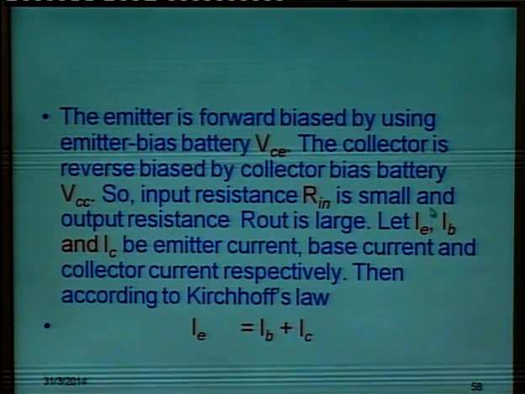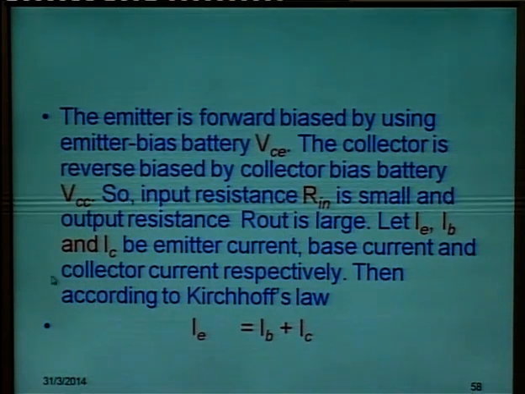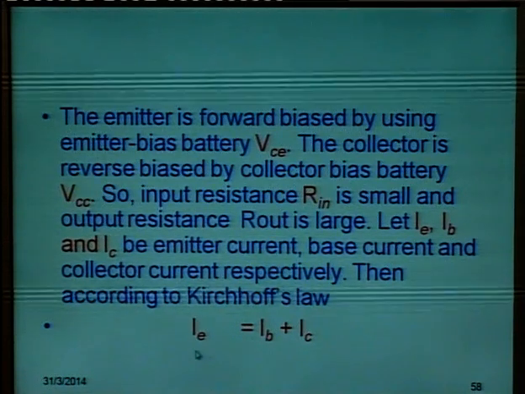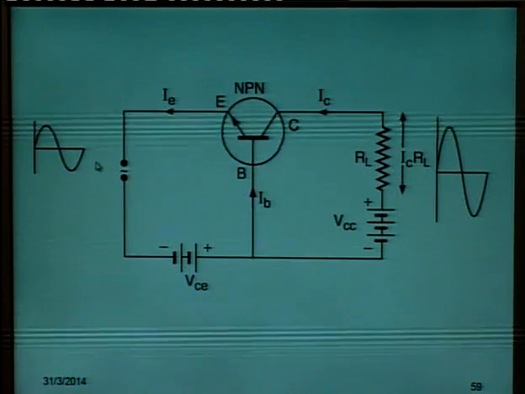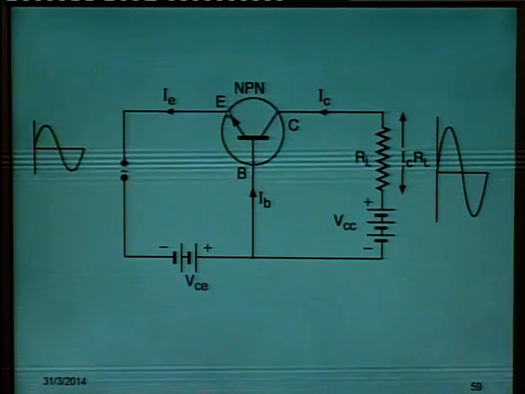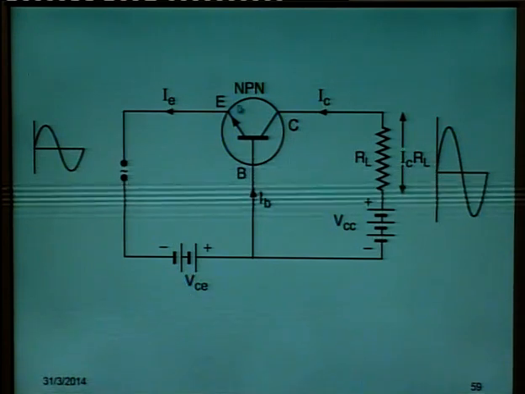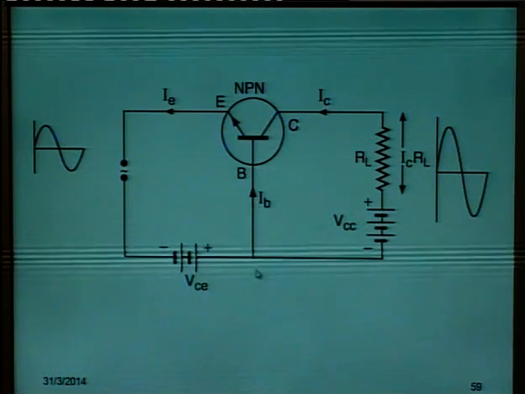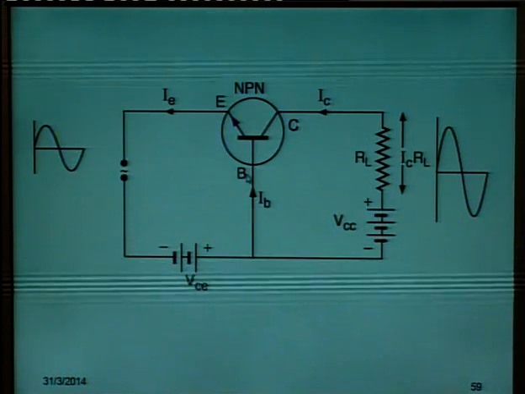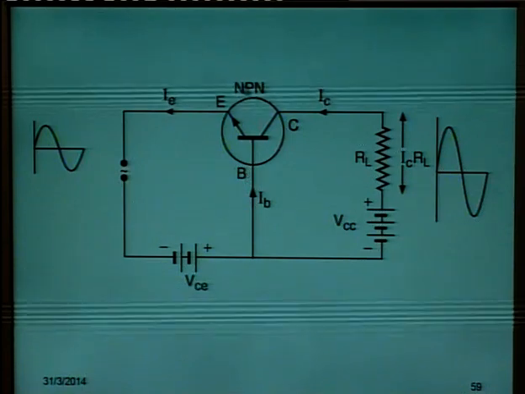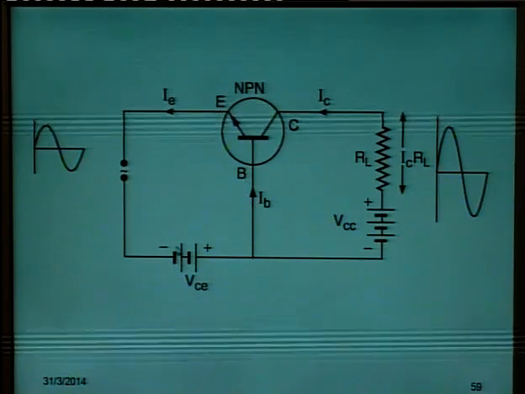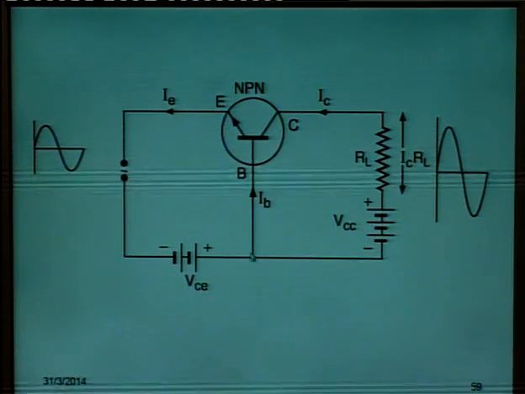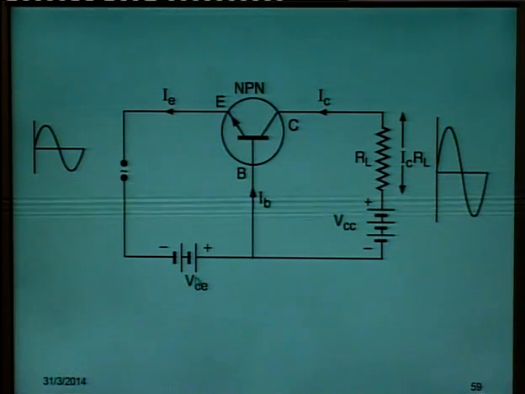If emitter current is referred to by IE, base current by IB and collector current by IC, then using Kirchhoff's law you can show that IE is equal to IB plus IC. This is the circuit using an NPN transistor for common base. Base is common here, means base is earthed. And remember, the emitter base junction is always forward biased. Emitter is N type, so it has been connected to the negative of the battery.